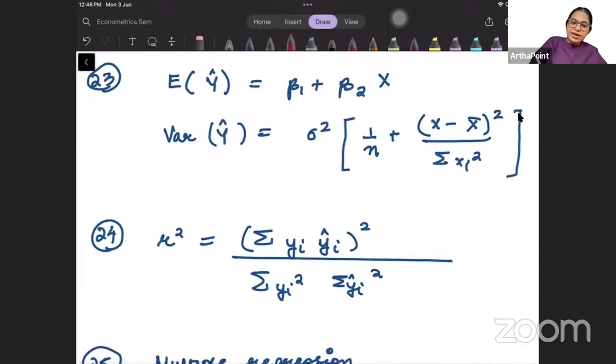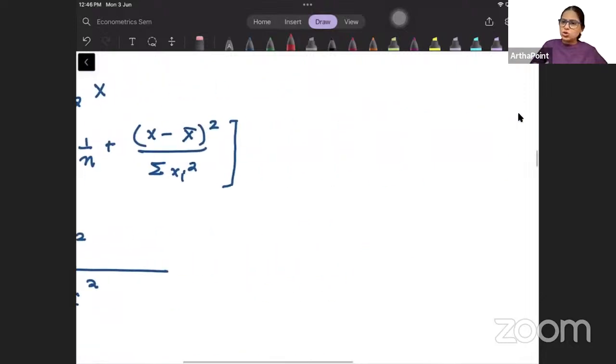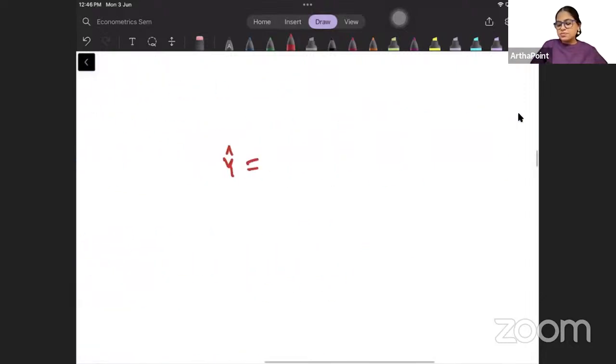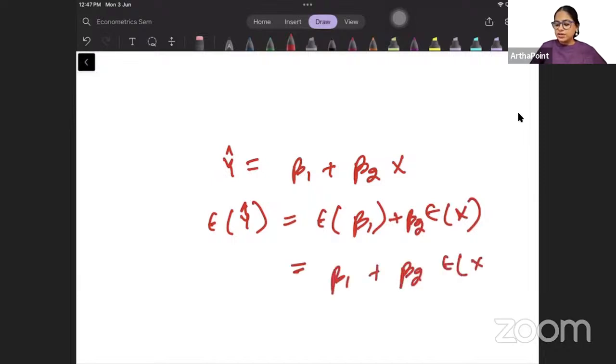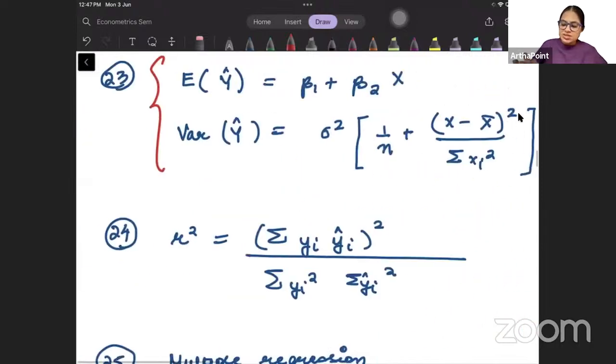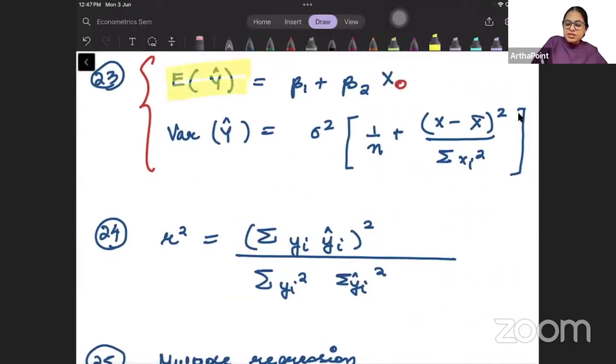Now, remember that we have got y hat as the predicted value of y. If we want to find the mean of the predicted value of y, it is very easy. So y hat is beta 1 plus beta 2 x. So E of y hat will be E of beta 1 plus beta 2 E of x. This will be beta 1 plus beta 2 E of x. Right? So suppose I tell you that E of x is x naught. So this will be beta 1 plus beta 2 x naught. This is simple. So expected value of y hat will be beta 1 plus beta 2 x naught.